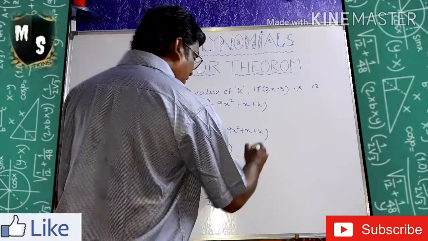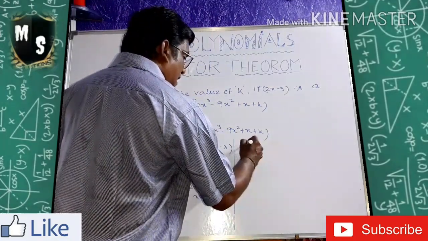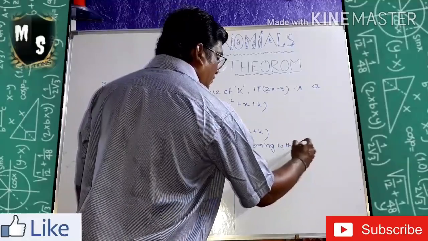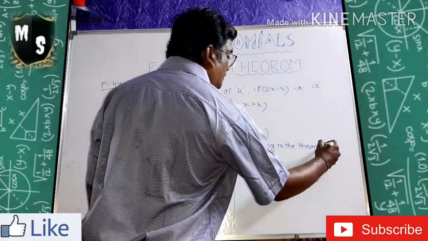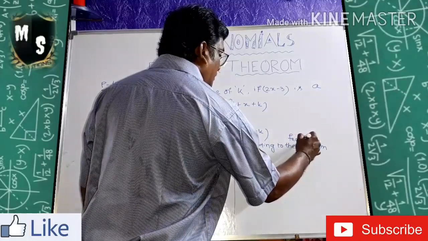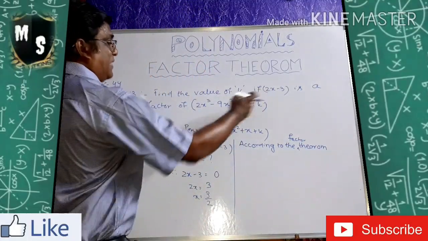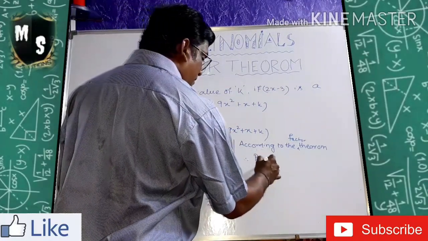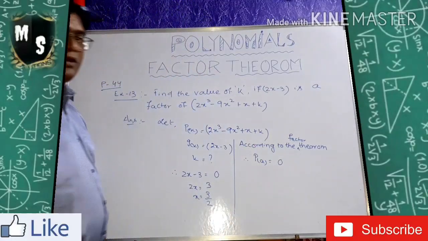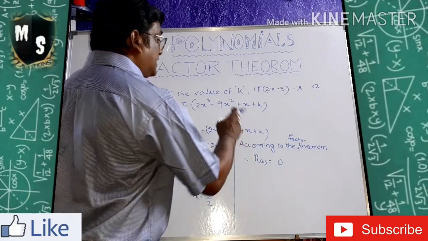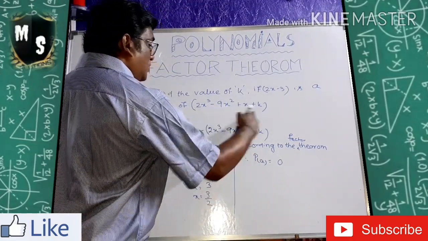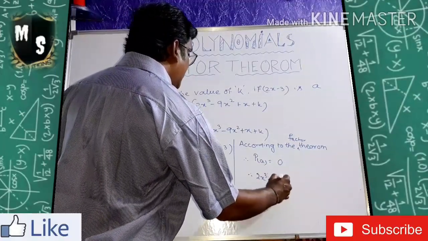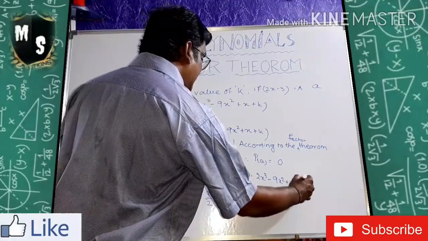Then according to the theorem you write like this. What is the theorem saying? This is the factor theorem. According to the factor theorem, look, this is a factor of this much. So G of x is a factor of P of x. Definitely, therefore, P of a must be equal to 0. Clear? Understood now? So now, what is P of a? What is your polynomial first? The polynomial is 2x cube minus 9x square plus x plus k.